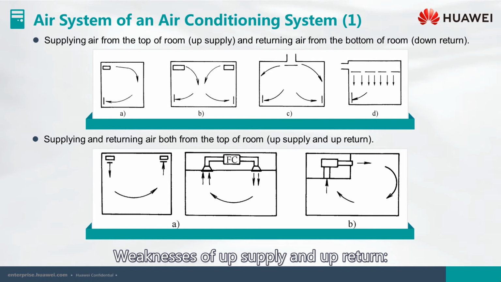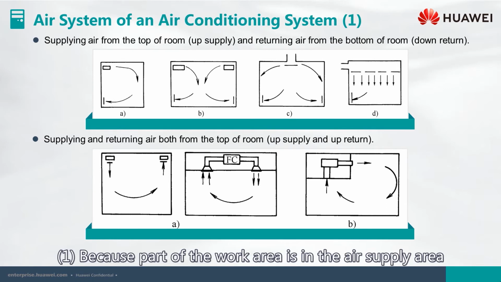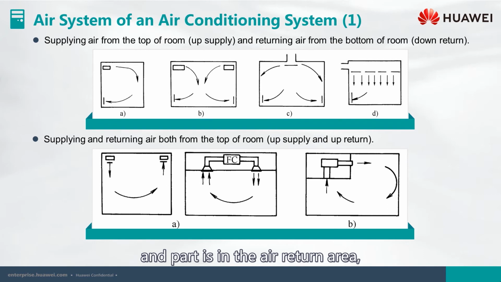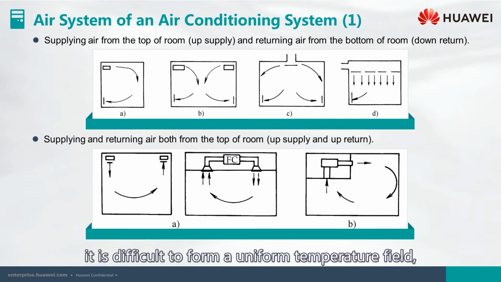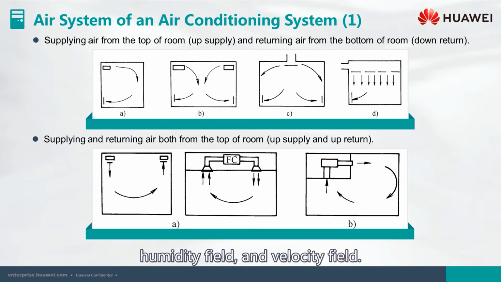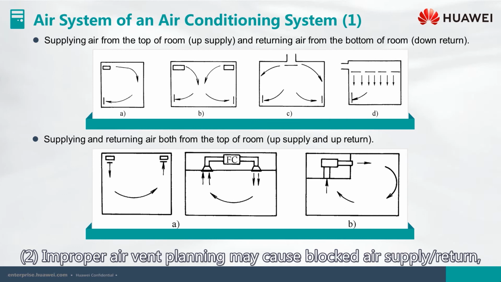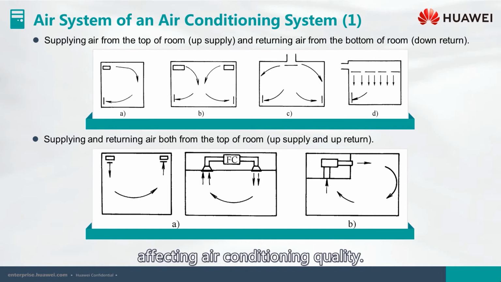Weaknesses of up supply and up return. 1. Because part of the work area is in the air supply area and part is in the air return area, it is difficult to form a uniform temperature field, humidity field, and velocity field. 2. Improper air vent planning may cause blocked air supply or return, affecting air conditioning quality.